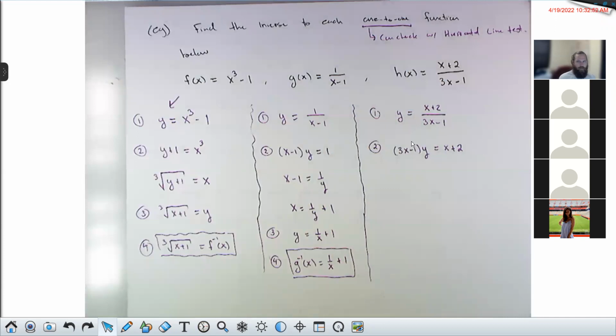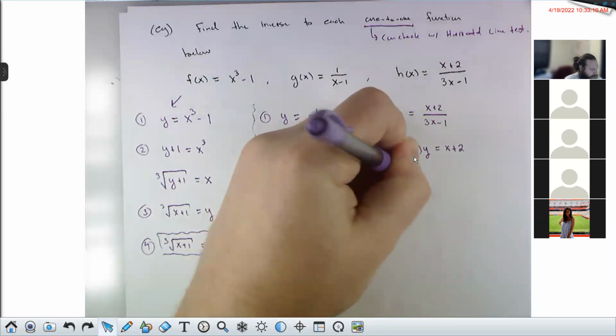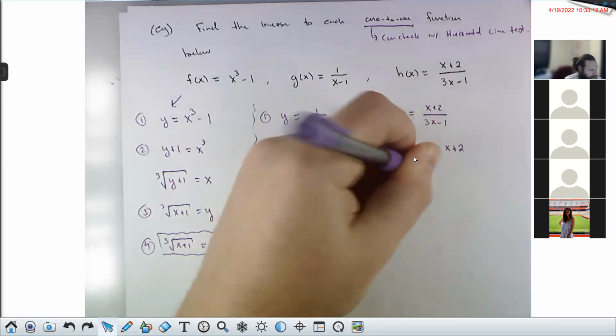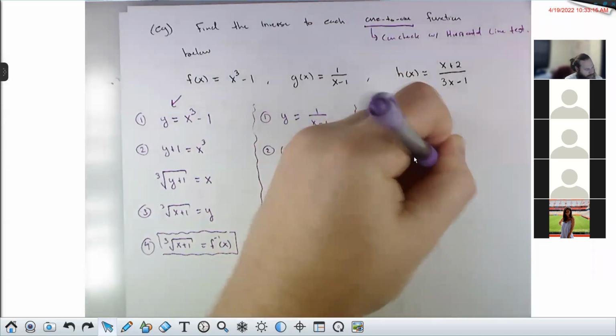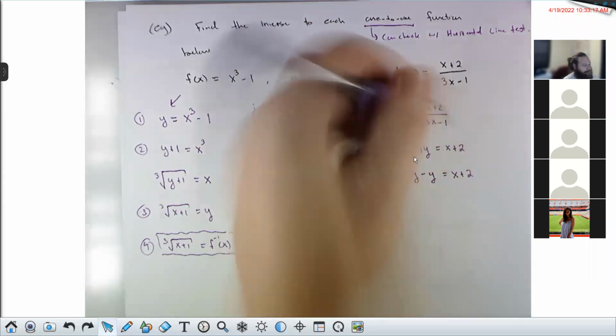Again, the goal is to solve for x. I've got an x here, but now I also have an x over here. So dividing by y at this stage wouldn't help me because that's going to give me (x plus 2) over y, and I want to get this x together with this x. So instead, from here, we're going to distribute. I get 3xy minus y equals x plus 2.